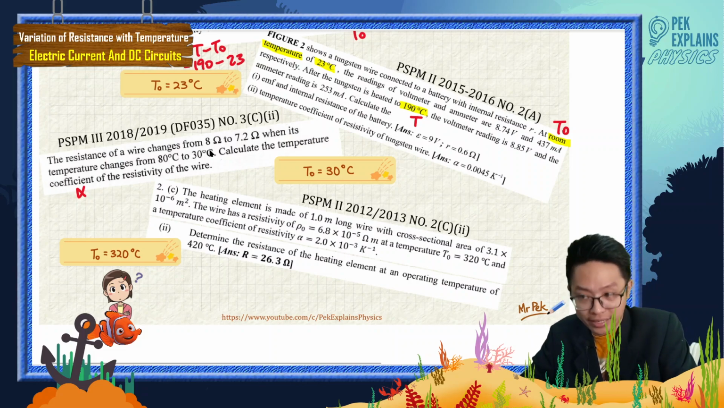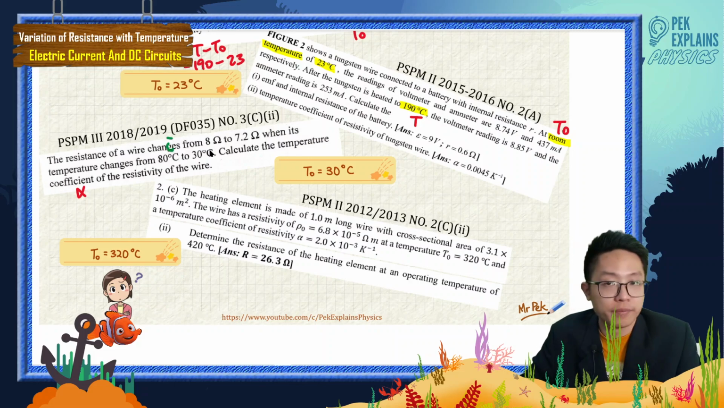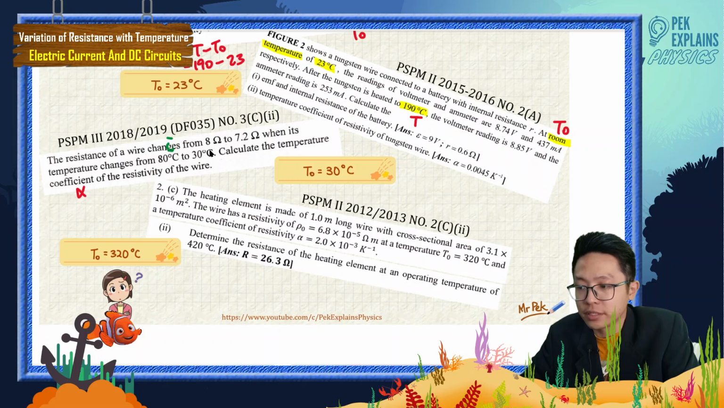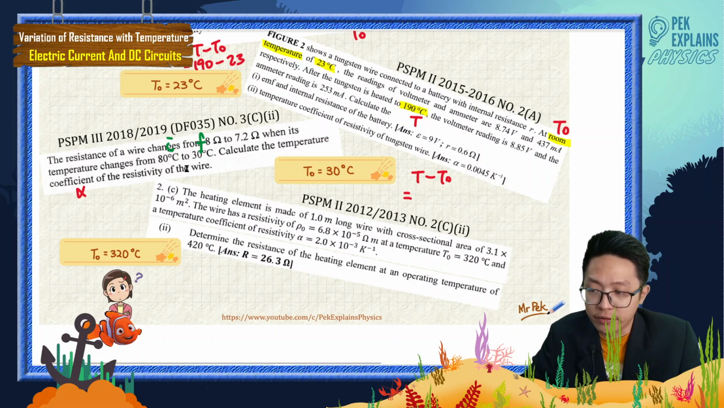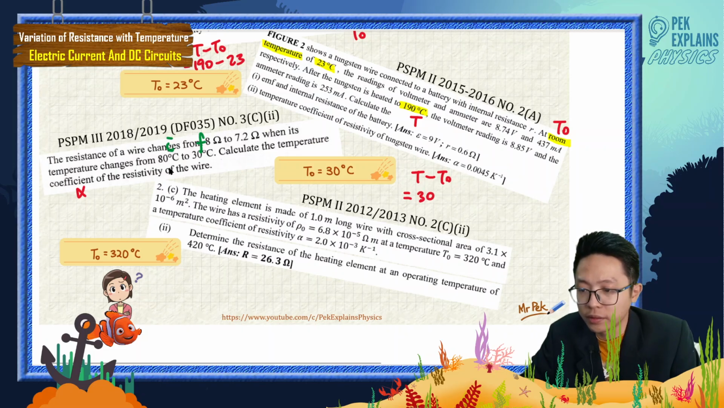So if you look at this one, this is a very good question. Which one is initial? Which one is final? Initial is the 80 degree. You see, this one, 80 degrees Celsius is initial, isn't it? 80 degrees Celsius is initial, and 30 degrees is final. So how do you do? Is it T minus T naught, then we use final minus initial, which is 30 minus 80? 30 minus 80?